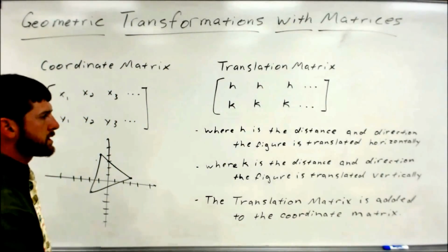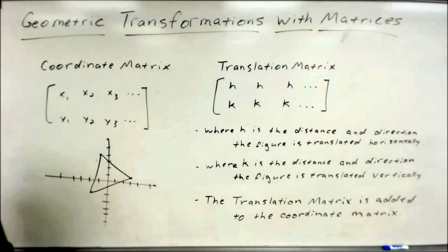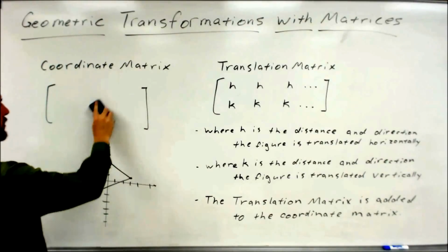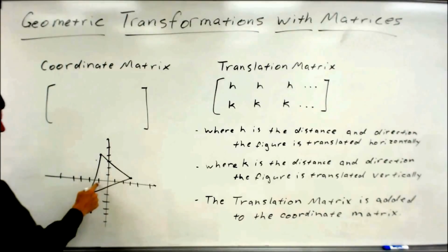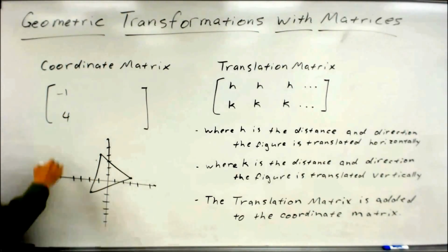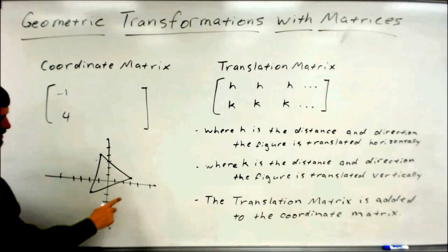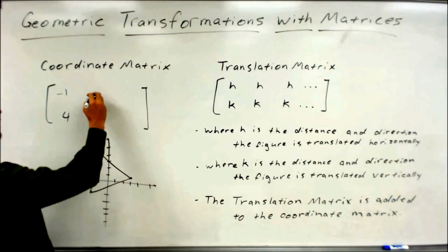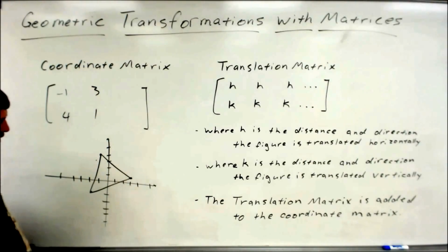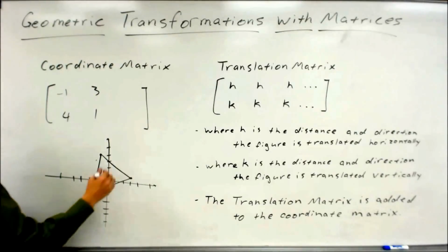So let's look at a quick example of translating. Let's take this figure right here. I will start by writing out my coordinate matrix. My ordered pairs are going to be the point -1, 4, then 3, 1, and then -2, -1. The order in which I do these columns doesn't make any difference.